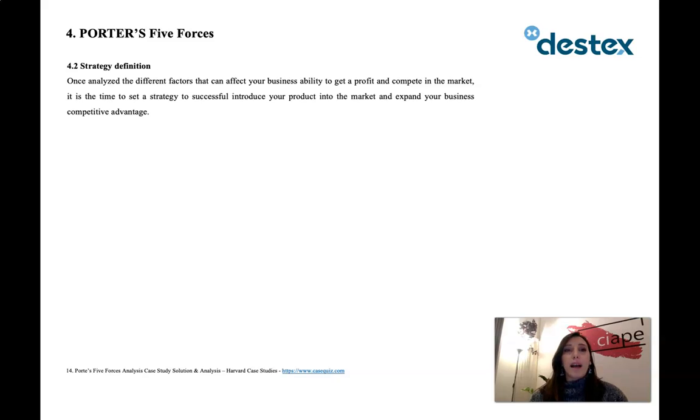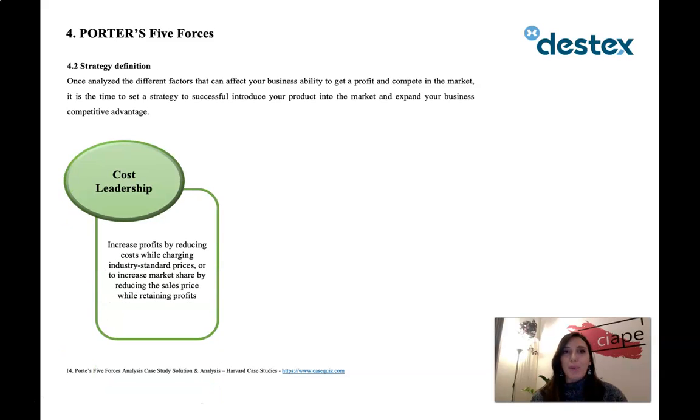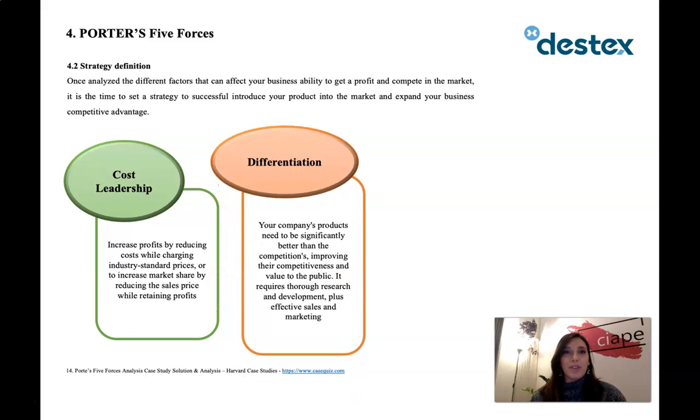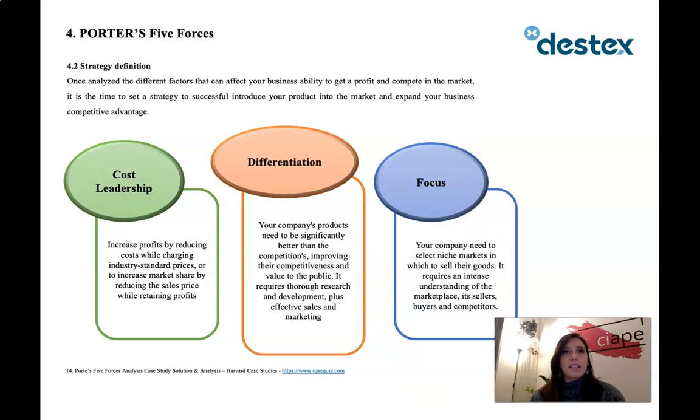Once the different factors that can affect the business ability to compete in the market are analyzed, it is time to set a strategy to get a competitive advantage. Porter considers 3 different main strategies: cost leadership, increase profits by reducing costs or sales price; differentiation, differentiate the product from those of competitors; focus, select a niche market.